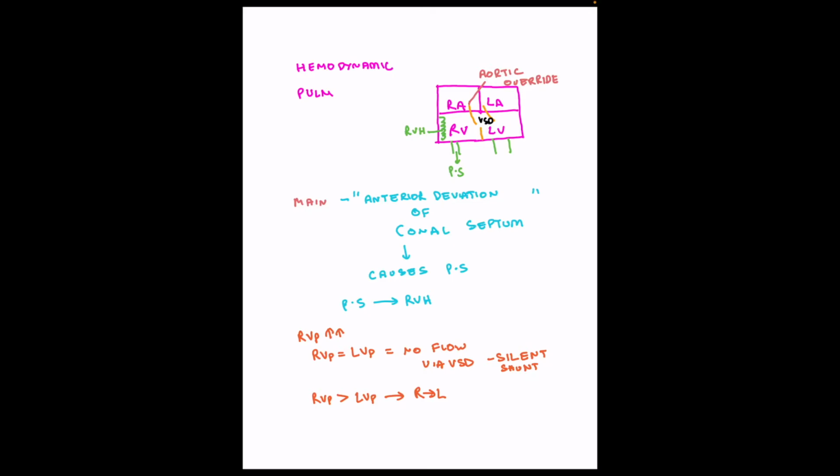This right ventricular hypertrophy causes an increase in the right ventricular pressures, and when the right ventricular pressures equal the systemic pressures, there will be no flow via the ventricular septal defect and it will be known as the silent shunt. When the right ventricular pressure exceeds the left ventricular pressure, that is, they become suprasystemic, then the shunting across the VSD will be from right to left.